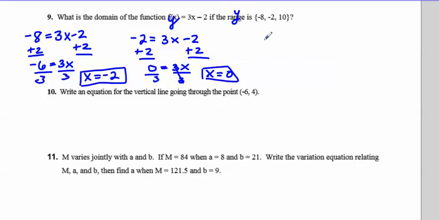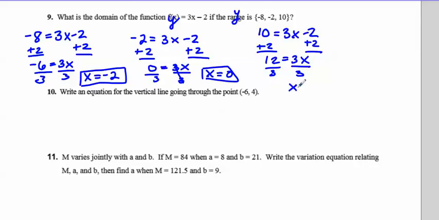And then the third one is 10. 10 equals 3x minus 2. Add 2 to both sides. 12 equals 3x, and divide by 3. So x equals 4.